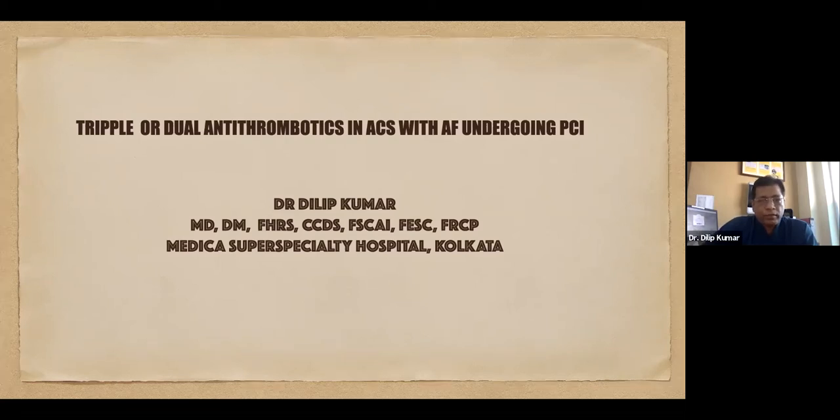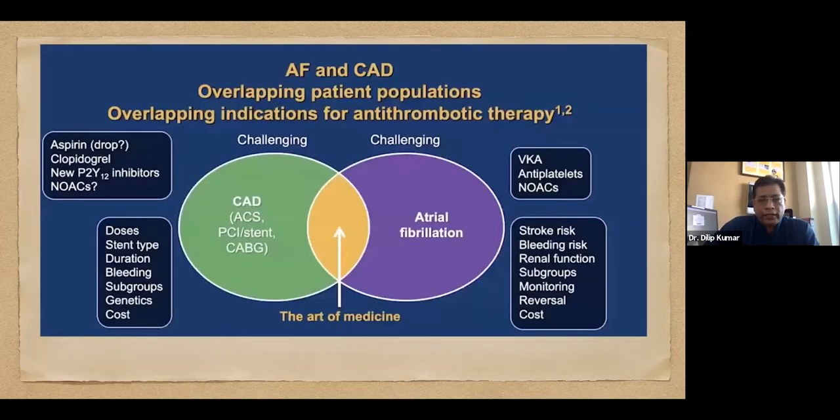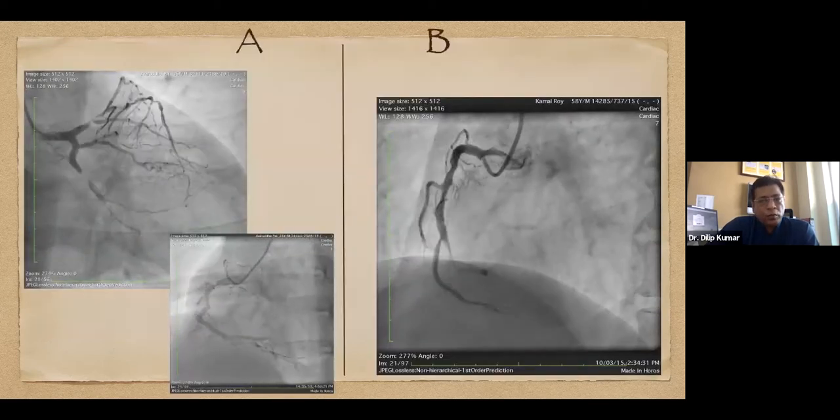I'll be speaking on triple or dual antithrombotics in acute coronary syndrome patients with AF who are undergoing PCI. Atrial fibrillation and coronary artery disease both have overlapping patient populations, and also overlapping indications for antithrombotic therapy. Individually, they pose challenges in CAD patients as well as atrial fibrillation patients regarding antithrombotics: the bleeding risk, the ischemic stroke risk, further ischemic events risk, and the cost of the medicine. But when these two factors are there in a single patient, the challenge becomes multifold. So we'll discuss these two patients.